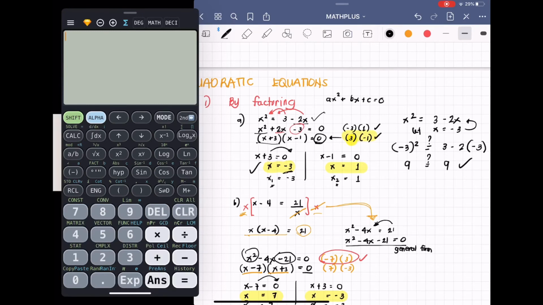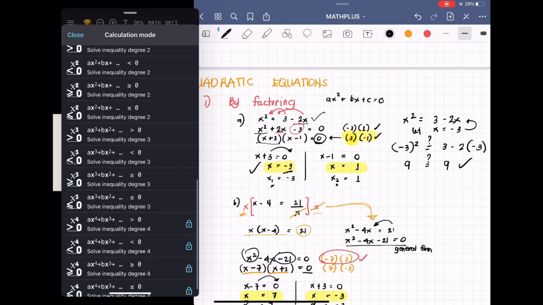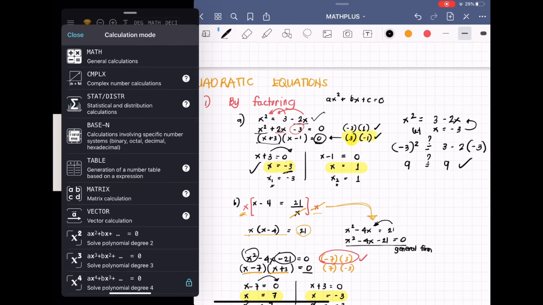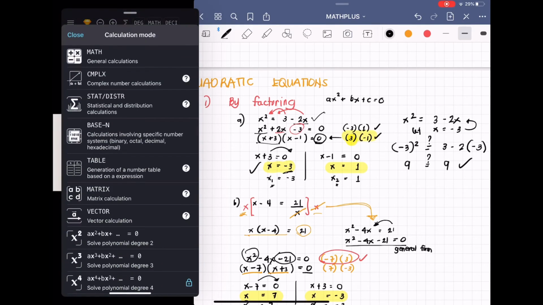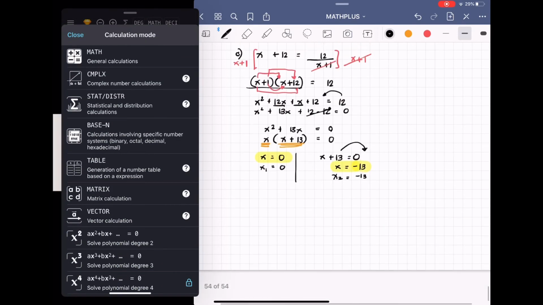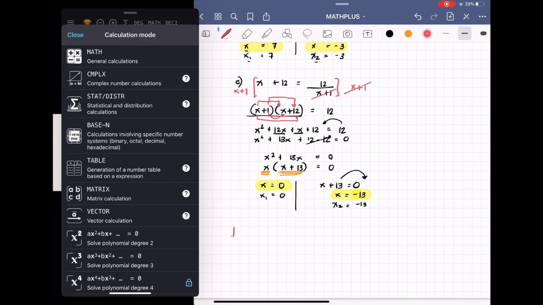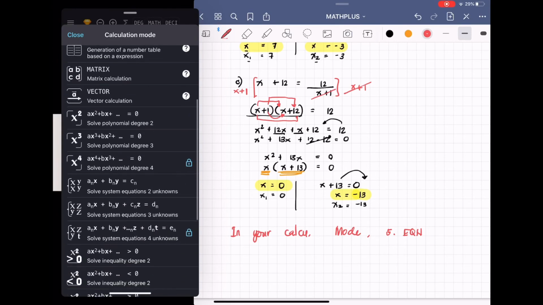Here, when I press mode, I already have the options I can use. But if you're using your Casio calculator, you have to press mode, and then look for option 5. So I'll just write here, in your calcu, press mode. Among the options there is 5. EQN. So choose 5.